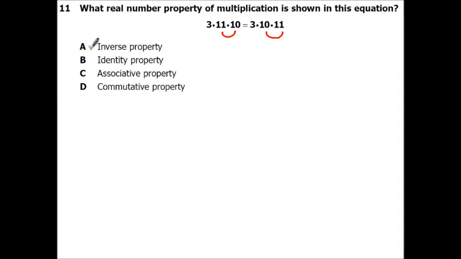Inverse means I would multiply by the opposite, so that's not right. Identity, since it's multiplication, would be times by 1. Associative has to have some parentheses, and commutative just says you can flip-flop numbers around. So that would be D, commutative property.